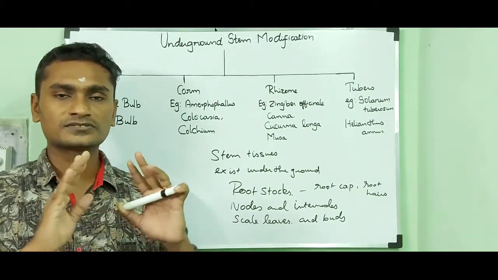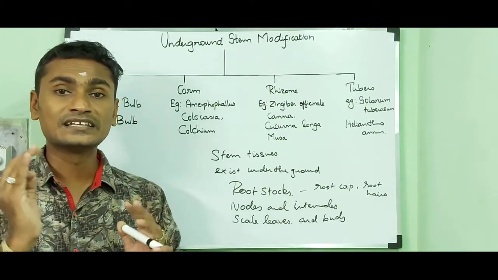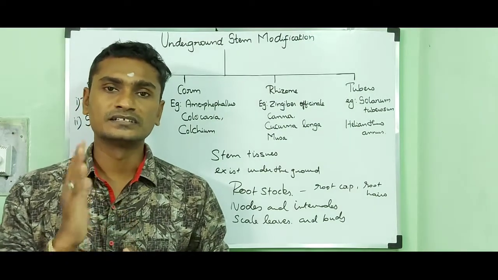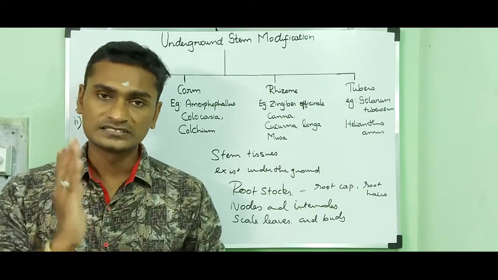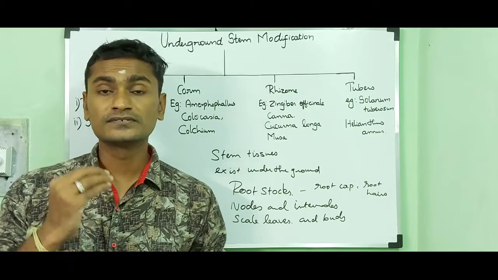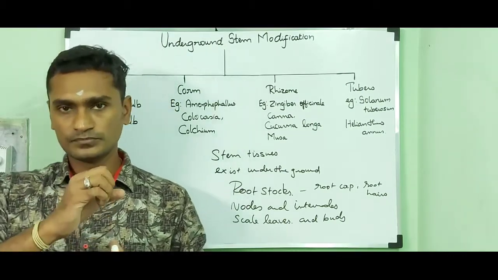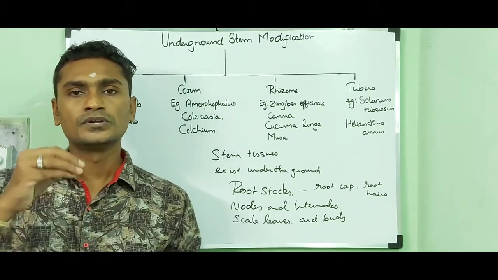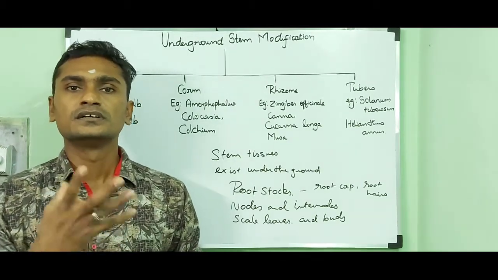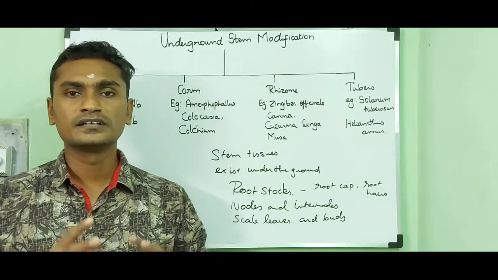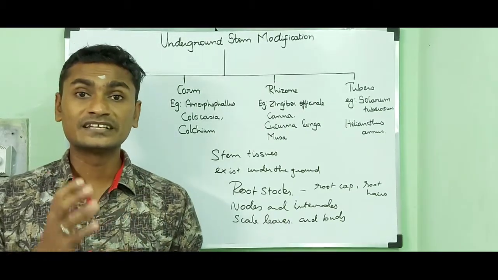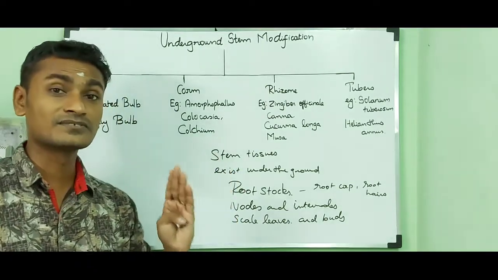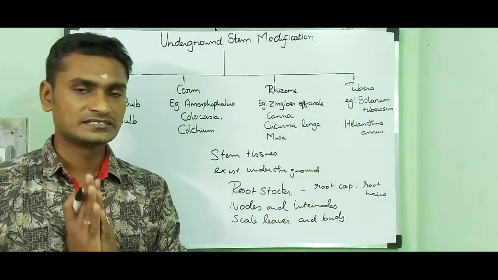Now the onion is actually a scaly leaf, fleshy scaly leaf. So the outer scaly leaf is dry. The inner scaly leaf is fleshy. When you peel the onion, the outer scaly leaf is dry. When you enter into the inner area, it is very fleshy and soft. So the inner layer is fleshy, and the outer layer is dry.